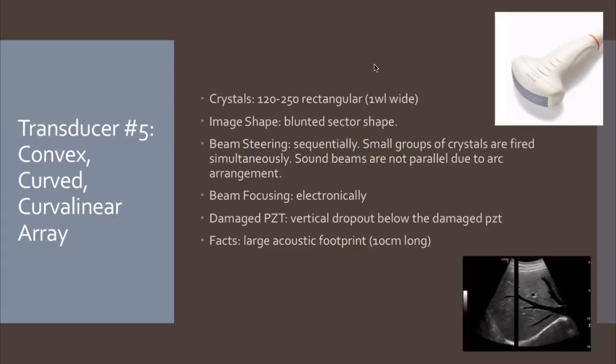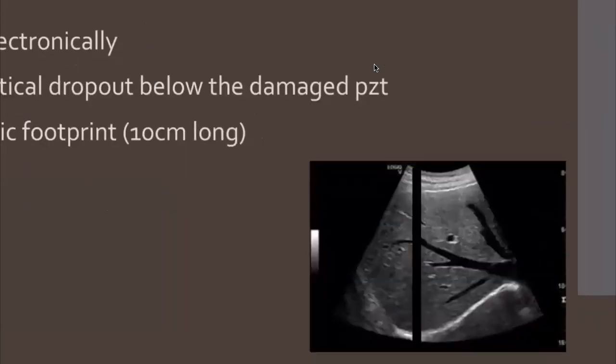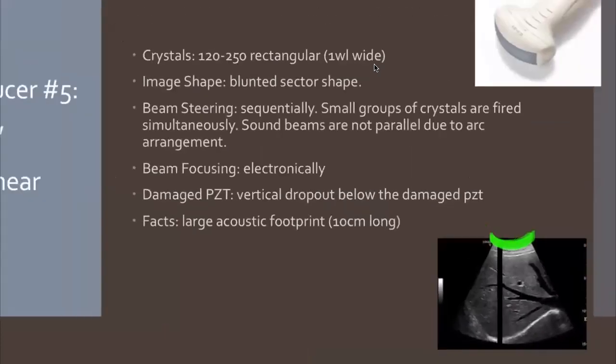The image looks like a blunted sector shape. So the blunted sector shape, this is the one they're going to ask you about. The top looks like it's kind of pushed in. That's what they mean by blunted.